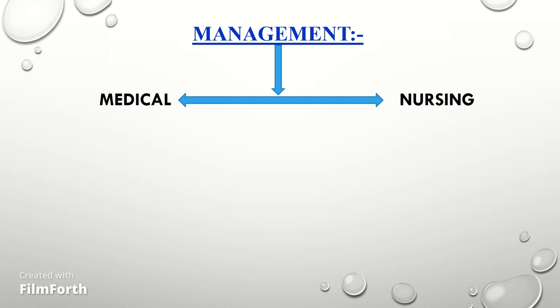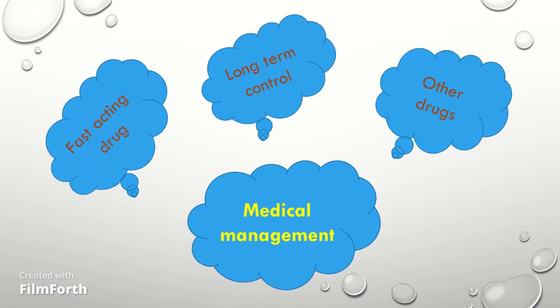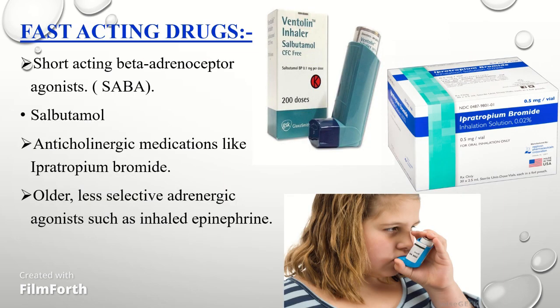Now, next one is management of bronchial asthma. It can be managed with the help of medical as well as nursing management. So, let's first talk about the medical management. In the medical management, we can follow three things, that is fast acting drugs, long term control drugs, as well as other drugs. Let's first talk about the fast acting drugs.